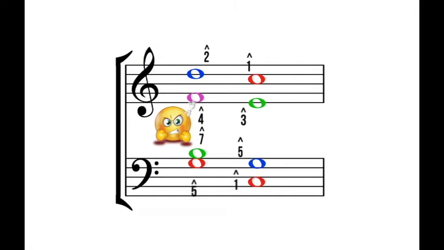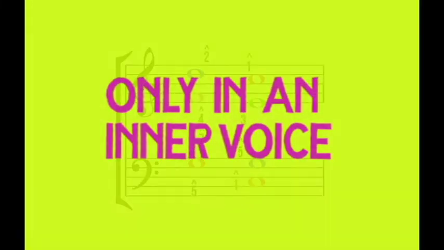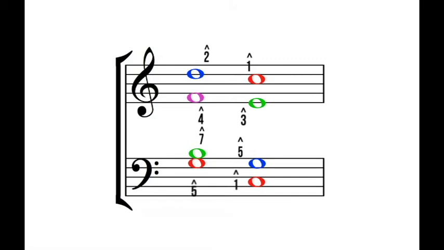Now normally the leading tone wants to go up, but in this case it doesn't, which is why we say it's frustrated. Now it's very important, the only time this method occurs is when that leading tone is in one of the inner voices, either the alto or the tenor. And this is because it's less noticeable when it occurs in one of those voices.